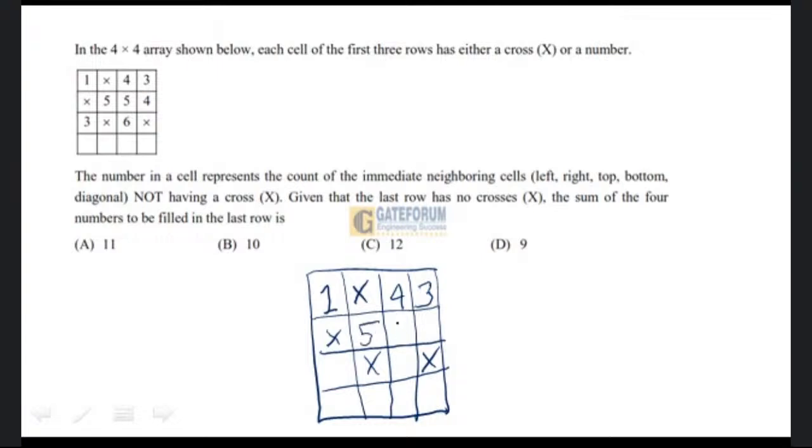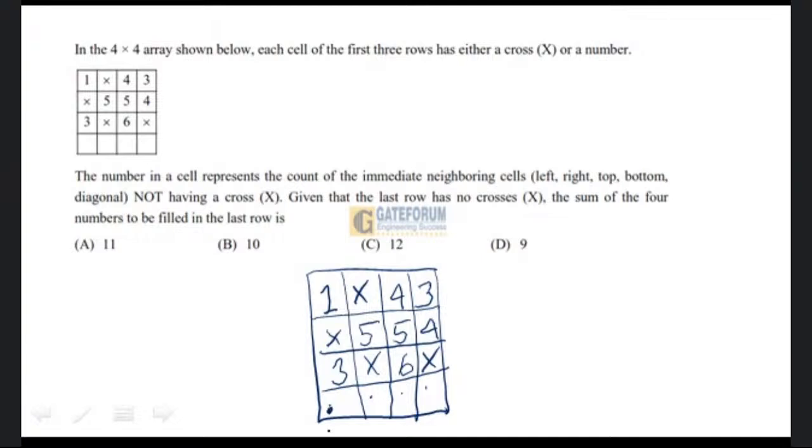So that is why it was 5. Now here is the same. This block, out of 8 neighbors, has 3 crosses. So this was also 5. And this one, out of 5 neighbors, has 1 cross. So this is 4. Now, this one, out of its 5 neighbors, has 2 crosses. So that's why this one was 3. This one, out of its 8 neighbors, has 2 crosses. Mind it, they have told that these 4 blocks do not have any cross. So out of these 8 ones, only 2 crosses are there. So that's why this one is 6.